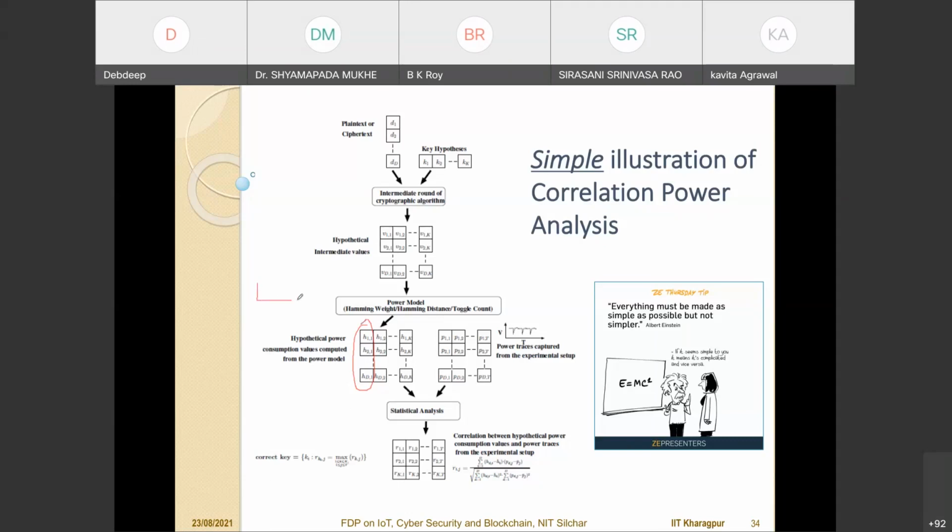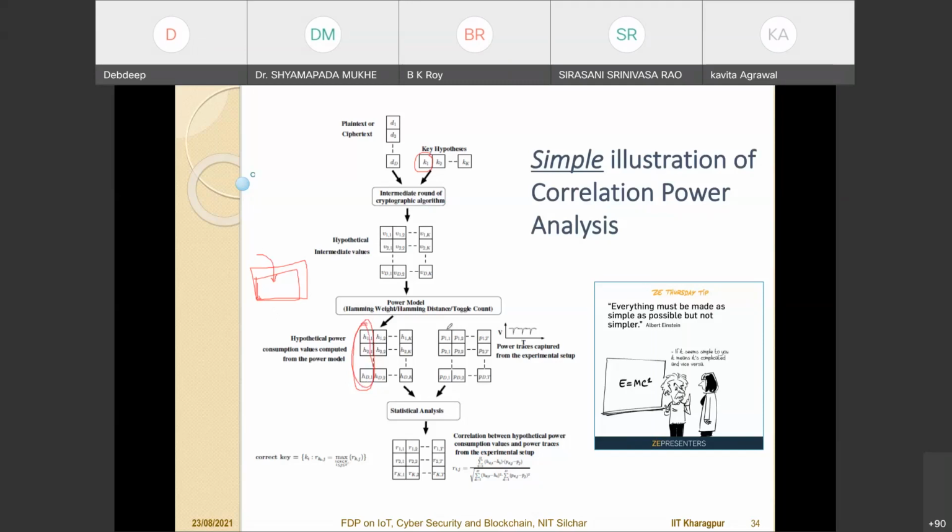It means that if there is an internal register on which you are storing the data, you try to find out the Hamming weight of this register. If the Hamming weight is more, then it will probably lead to more power consumption. If the Hamming weight is less, then probably it will lead to less power consumption. So what you do now is replace the bytes that you have calculated based upon the input and your key hypothesis, and you obtain a hypothetical vector.